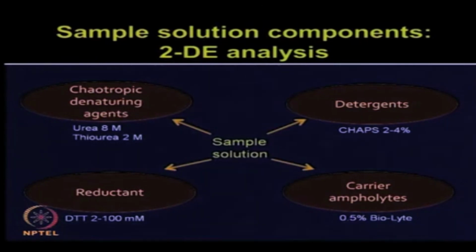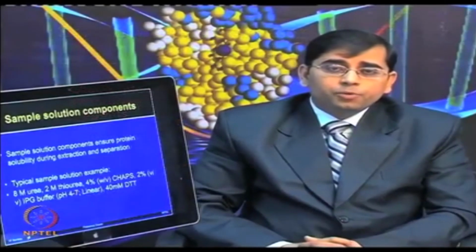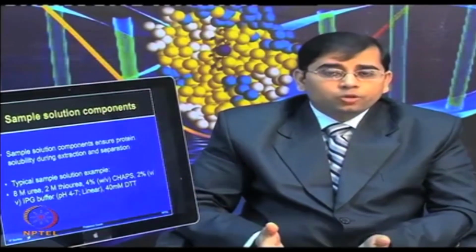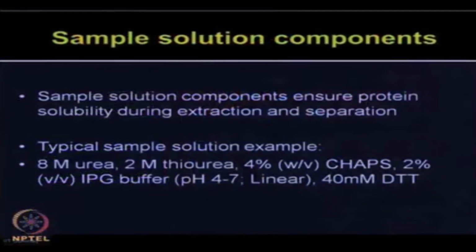Detergents such as CHAPS are most commonly used. It could be between 2 to 4%. Commonly used reductants include DTT or beta-mercaptoethanol at 2 to 100 millimolar, and carrier ampholytes at a concentration of 0.5% of Bio-Lyte. So, the sample solution components ensure that the protein solubility is good during the extraction and protein separation.